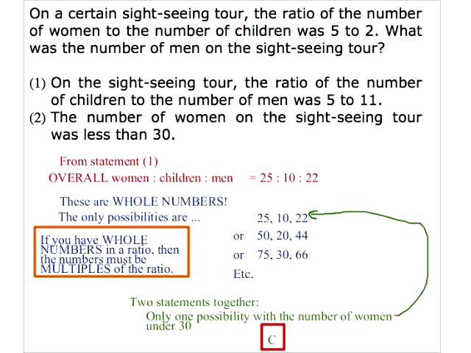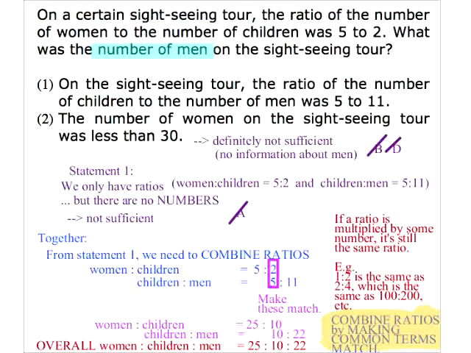Okay, how did we get 25 to 10 to 22? The point is that you are trying to make these the same value, because you can't combine these ratios until you actually have the same coefficient for children. You can multiply ratios by anything at all. So 5 to 2 is the same as 25 to 10, you just multiply it by 5. And then 5 to 11 is the same as 10 to 22 if you just double it. The point of doing that is that now both of these are 10, and we can collapse that into a single ratio. So that's how you combine ratios. You multiply.